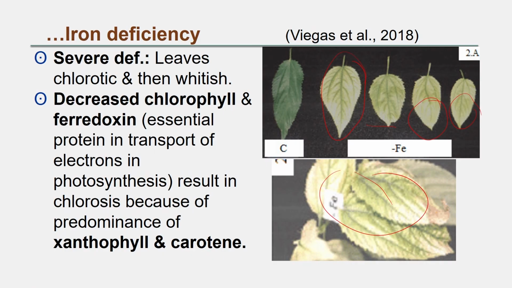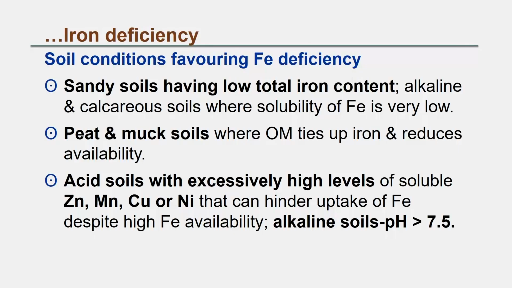So what happens? Decreased chlorophyll and ferredoxin, an essential protein in the transport of electrons in photosynthesis, result in chlorosis because of the predominance of xanthophyll and carotene. So indirectly it is affecting the synthesis of chlorophyll. Therefore, chlorosis happens in case of iron deficiency.